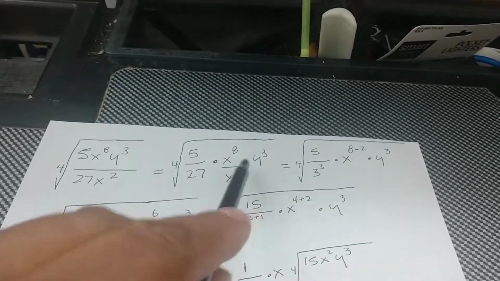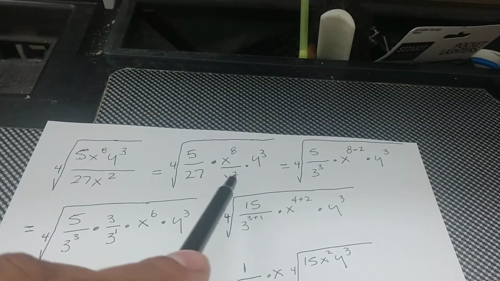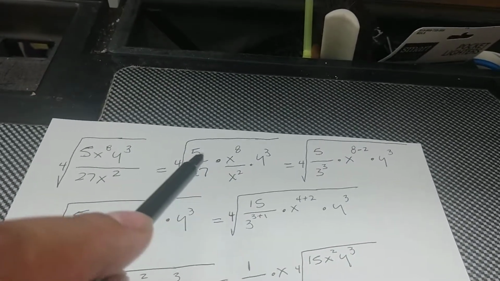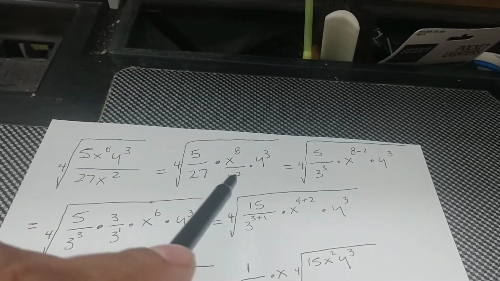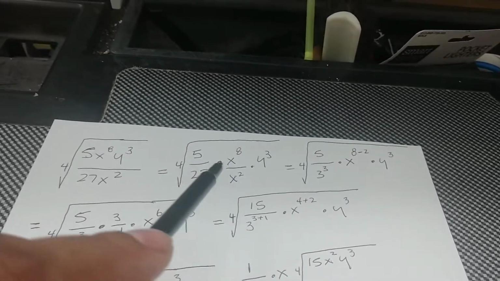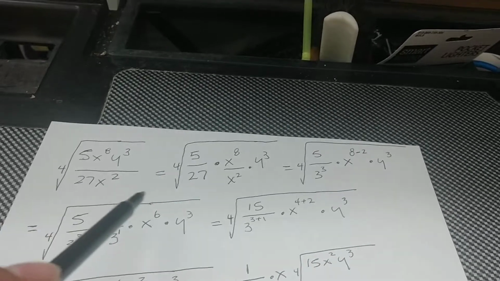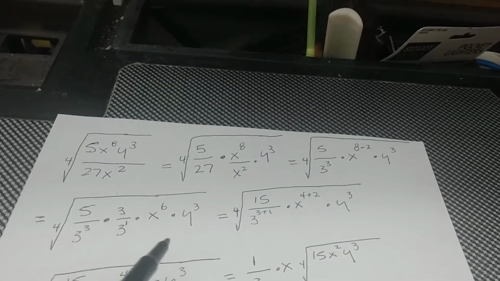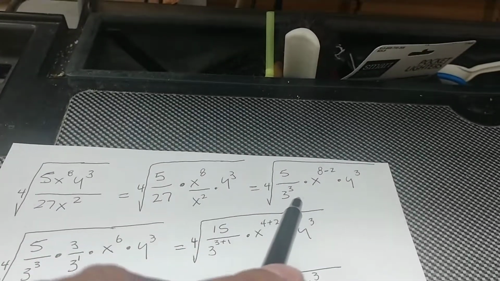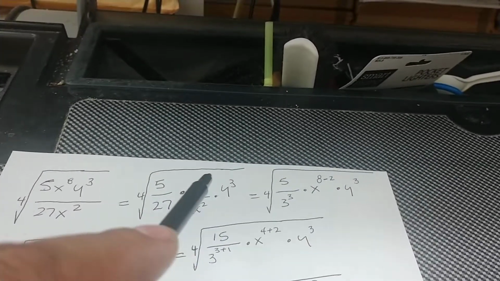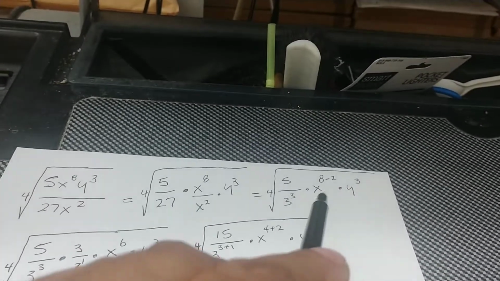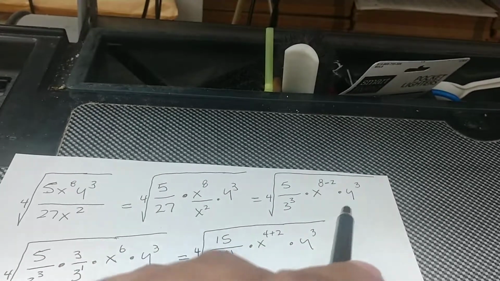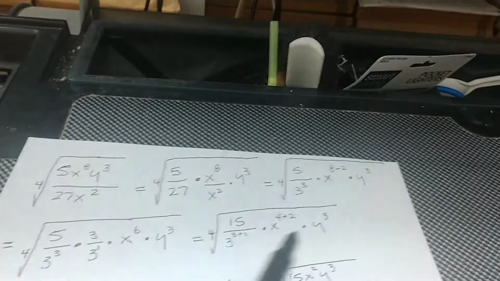times, now you want to bring everything out from the denominator that you can, because that's what rationalizing means. It means you don't want anything in the denominator in your answer that has a radical in it. Right now, everything in the denominator here is radicalized because it's under the radical. So x to the 8 over x squared is x to the 8 minus 2 times y cubed. There's nothing you can do with y cubed, so it's just going to stay that way.